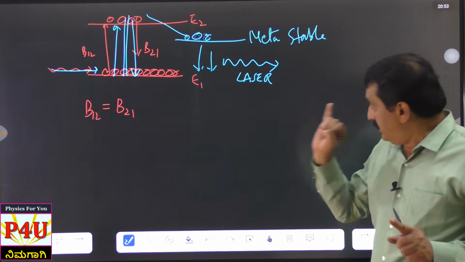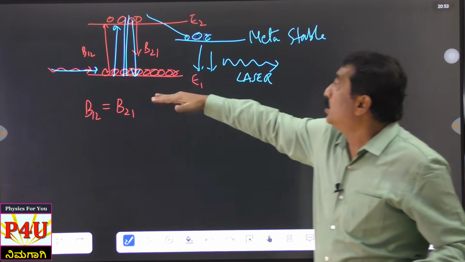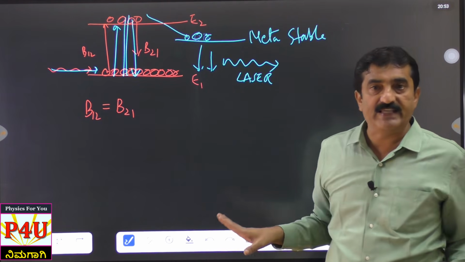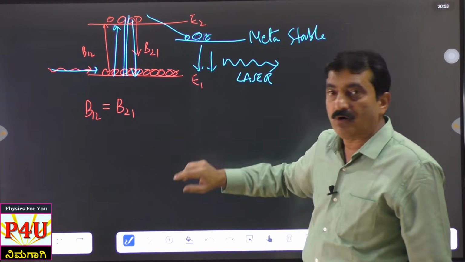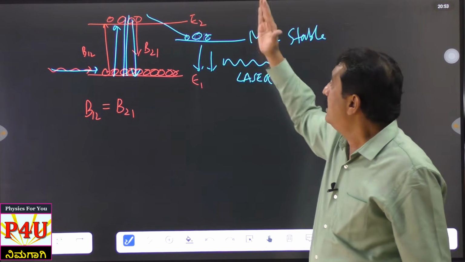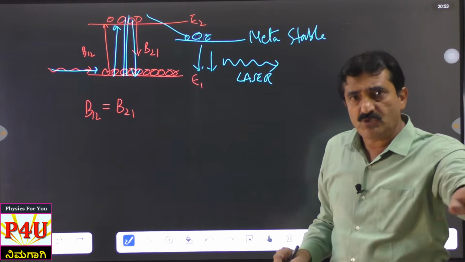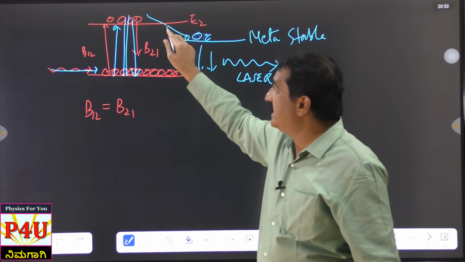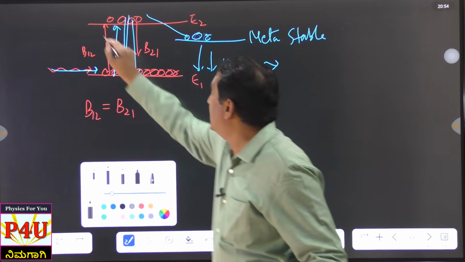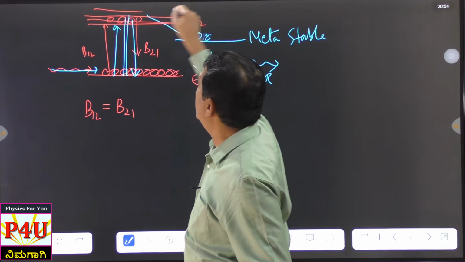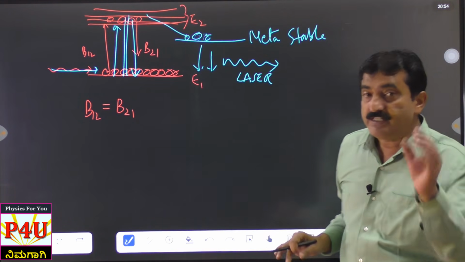So Einstein's theory gives you many important conclusions. Number one, B12 is equal to B21. That means only two levels are not sufficient for lasing action. You must have at least three levels. Among them, one is ground level, one is excited level, one is metastable level. When I say one metastable level, it is not just one, it is only a name. When I say one excited level, it is not just one excited level. There can be many excited levels. All put together, I call it as excited states. Okay, this is one conclusion.